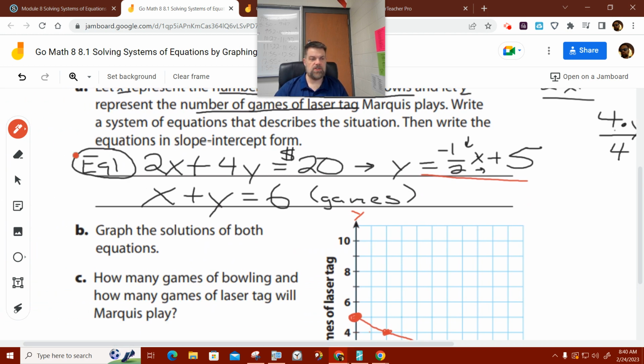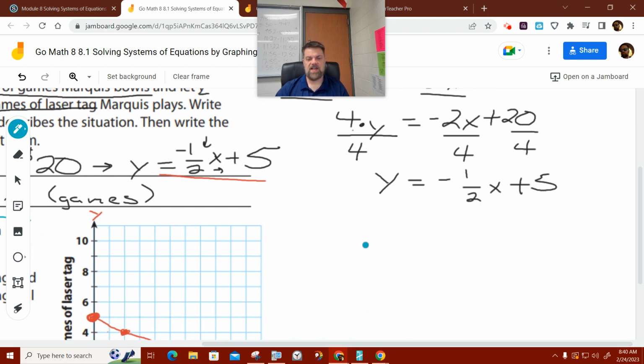Let's do the second equation. So I want to take x plus y equals 6 and make it look like y equals mx plus b. So I'll say x plus y equals 6. I need to get y by itself. What do I need to move? The x. So I've got to cancel the x. It can't be on the left-hand side of the equal sign. How do I do that? Yeah, if I subtract x, what's x minus x?